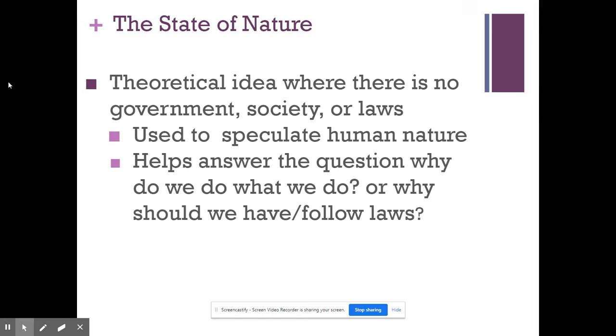So you kind of have to think to yourself, if there were no rules and no laws, what do you think people would be like? Would they be good and they naturally would work together? Or would they be bad and kill each other and take from each other? And what this does is it helps answer questions about why we do what we do as people, and why we should have to follow laws. If you think people are naturally good, your government is going to look different than a government where you think people are naturally bad.